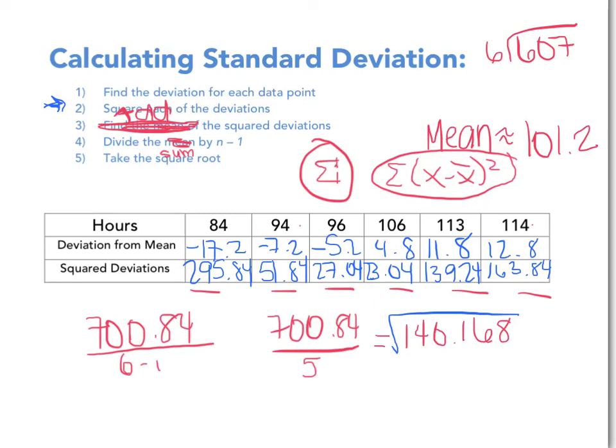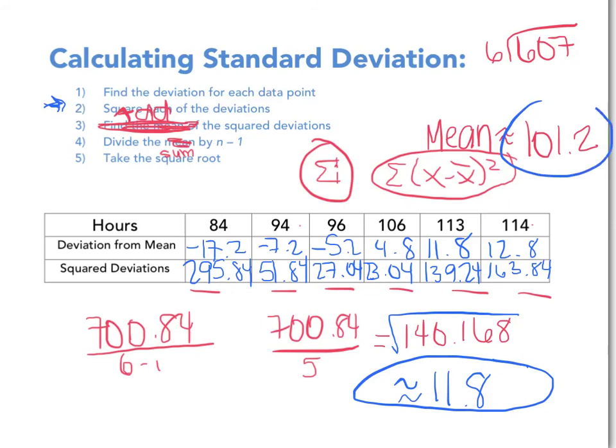So you can do that right on a calculator. We take the square root of 140.168, and we get 11.8. So our standard deviation for this data set is 11.8, and that means that you can expect the typical battery life for the battery that you're buying of this brand to last anywhere from the mean of 101.2 hours, take away 11.8, or add 11.8, anywhere between that range, and we'll see that on the next slide.